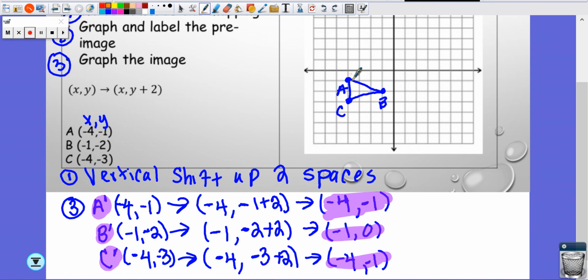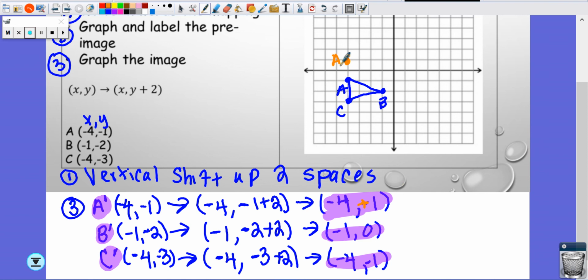So -4. And did I graph this right? -4, and I was supposed to plus 2. Oh, so -1 plus 2 is plus 1. Okay, so -4 and +1. There we go. Okay, so I messed up the math right here, and you probably already caught it when I did it the first time.